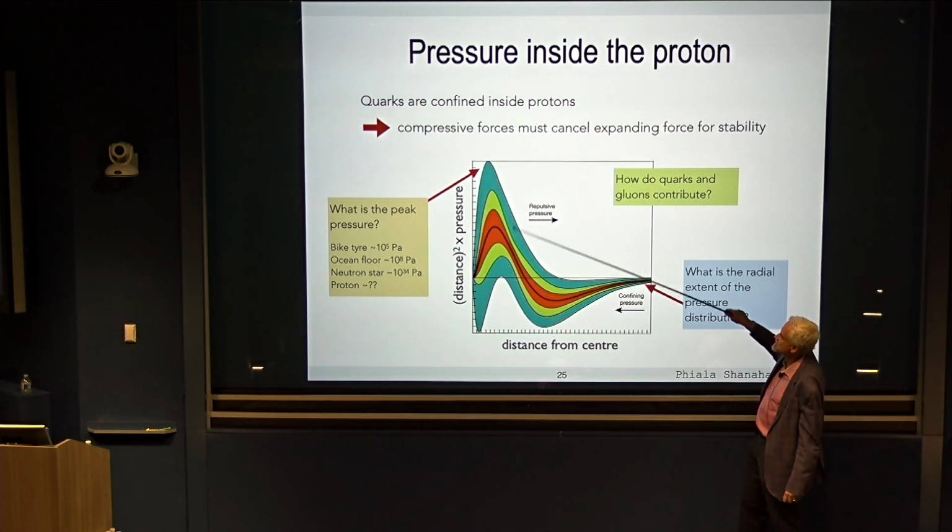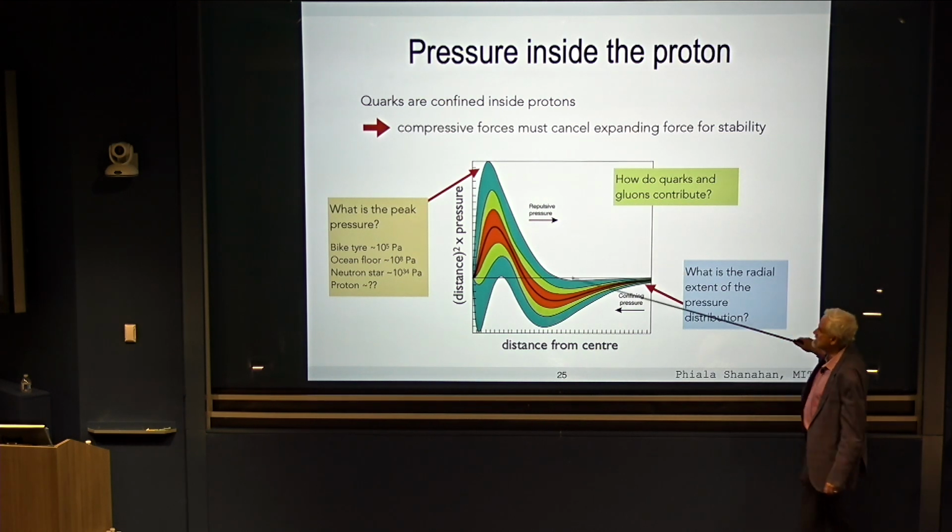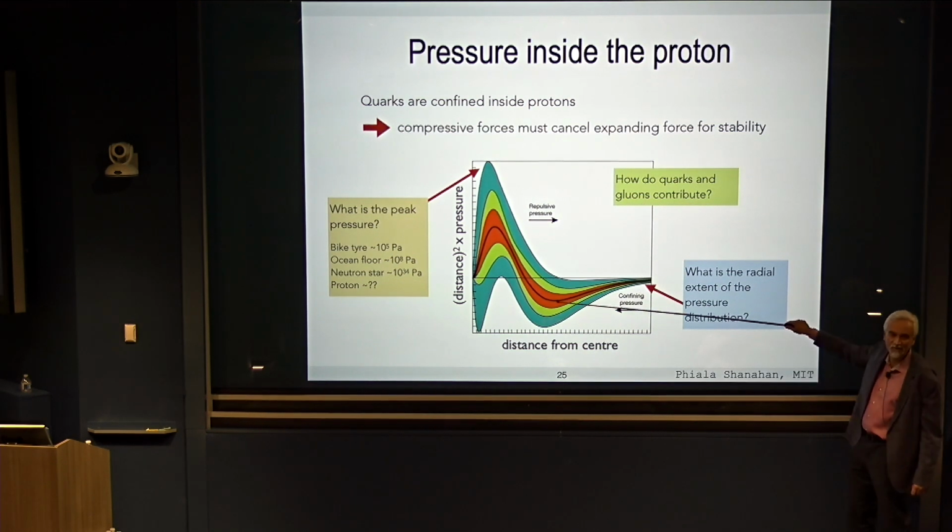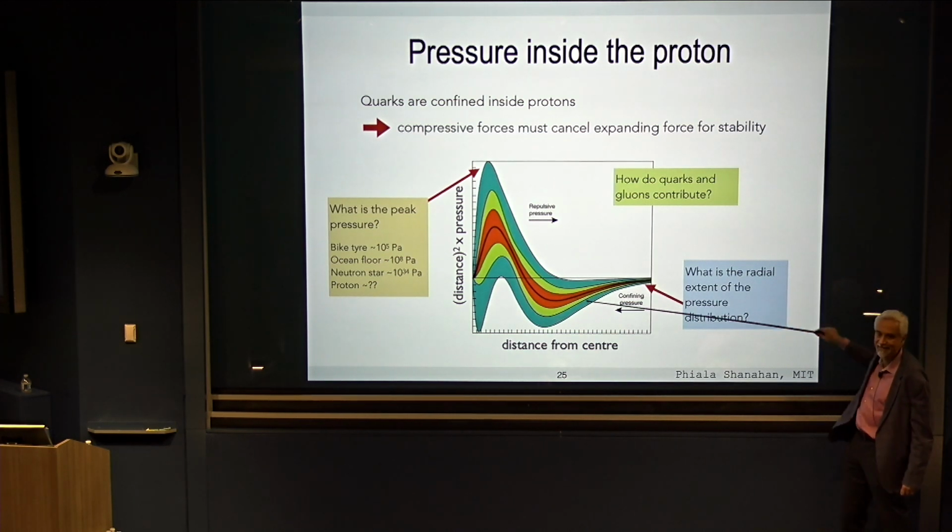There's an enormous pressure in the center of a proton which pushes the quarks outwards. But then those rubber bands, if the quarks stray too far out, they get pulled back in. That's like a negative pressure.